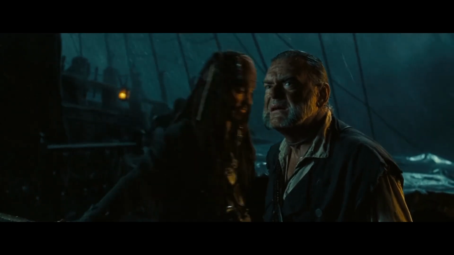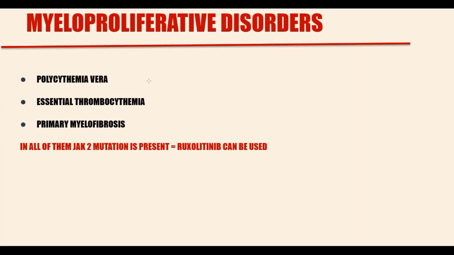Simple, easy to remember. And because mutation in JAK2 kinase is involved in polycythemia, essential thrombocythemia, and primary myelofibrosis, in all these disorders, ruxolitinib can be used. And actually, nowadays, it's the most effective drug in treatment of all these three disorders.